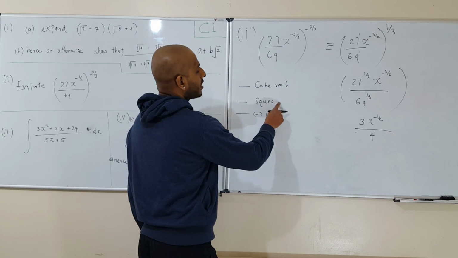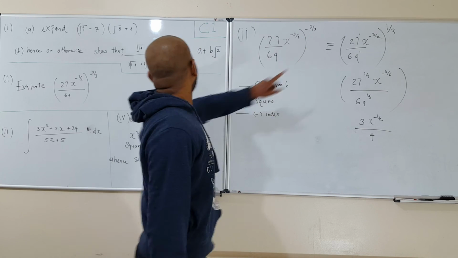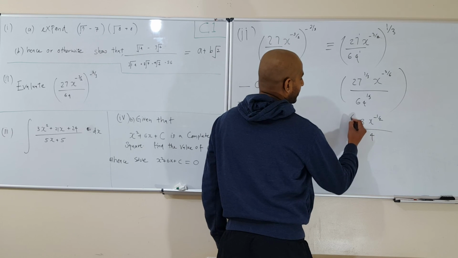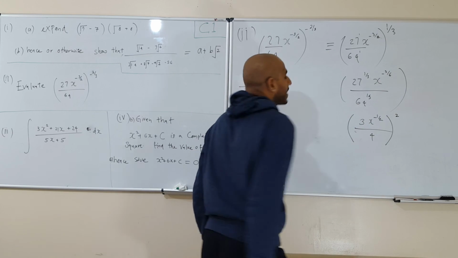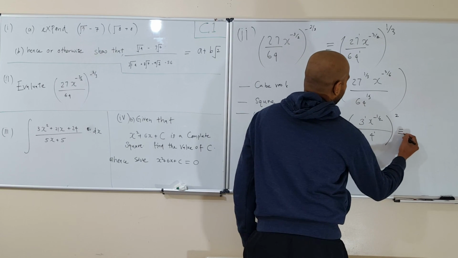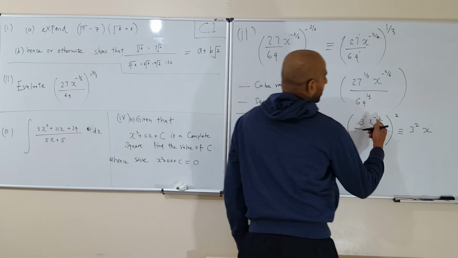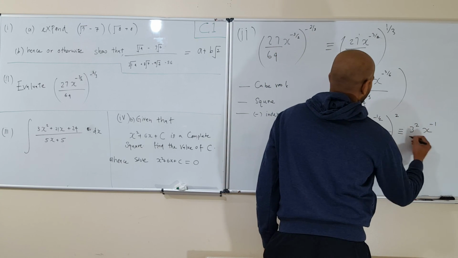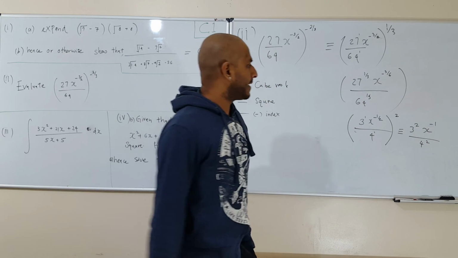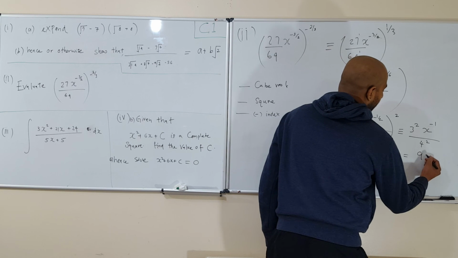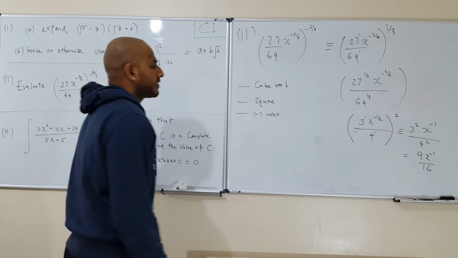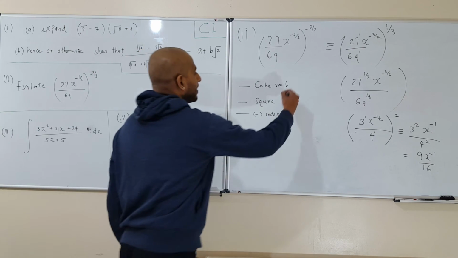Now let's do the second operation, the 2 there, squaring it. We're going to square the whole thing. Again we do the exact same thing, we have power 1 here, so we can rewrite this as 3 squared x minus half times 2, minus 1 divided by 2 times 1 is 2, 4 squared. So what you're going to get here is 9 x to the minus 1 over 16. Alright, so the second operation is done.